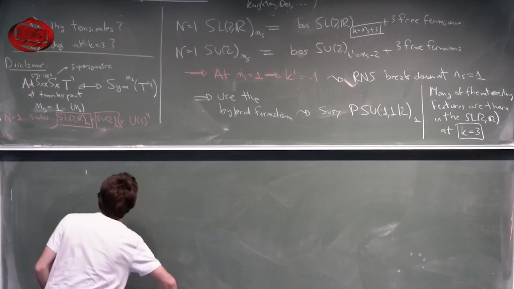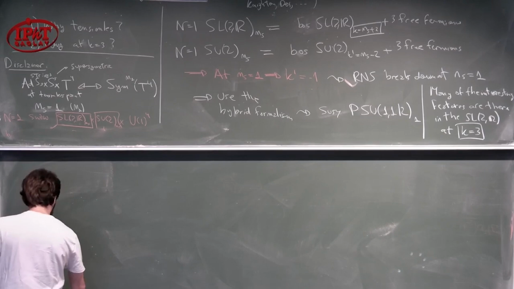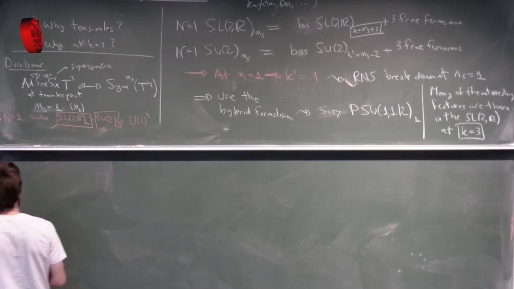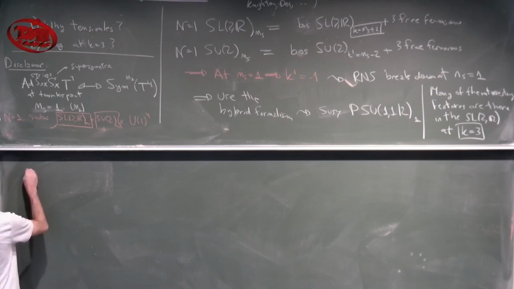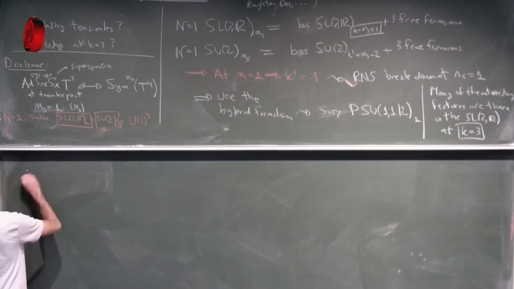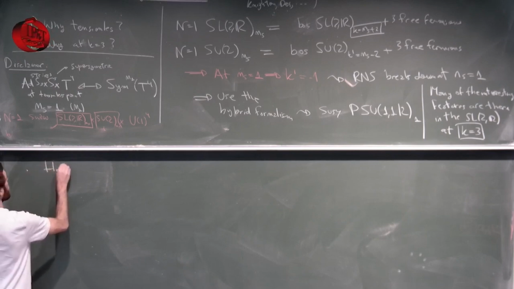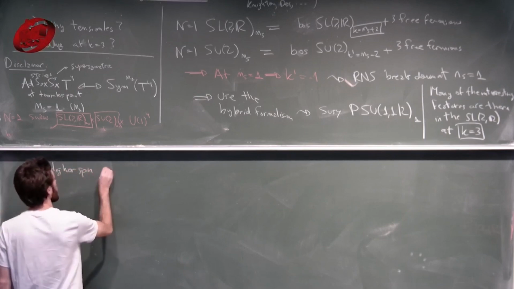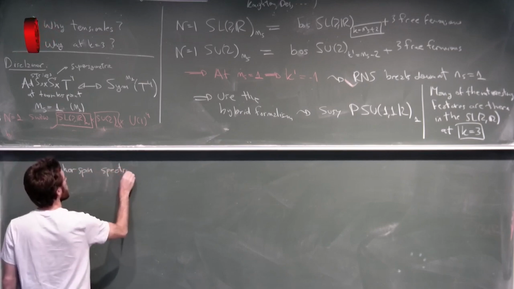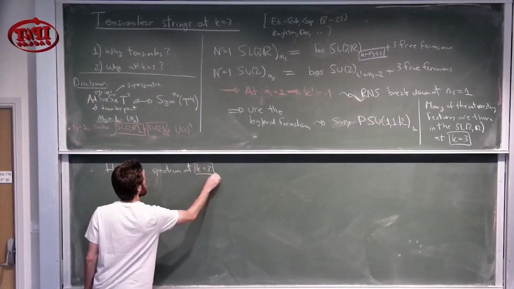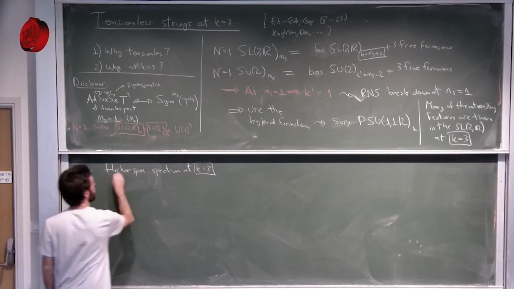Okay. Now that answers the question of why k equals 3. Let me answer the question of why tensionless, of what happens at this point.